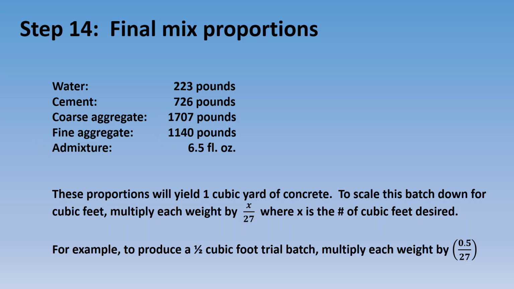To scale this batch down for cubic feet, you want to multiply each weight by x over 27, where x represents the number of cubic feet desired. So the typical batch size I ask us to mix in class for testing purposes is 1/2 of a cubic foot. So to produce a 1/2 a cubic foot trial batch, we would want to multiply each weight by 0.5 over 27, that ratio.